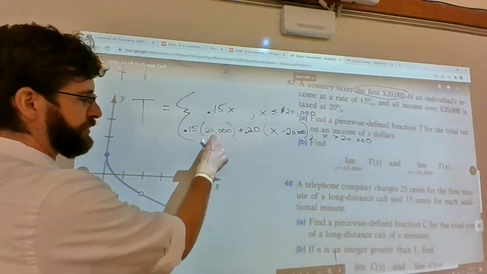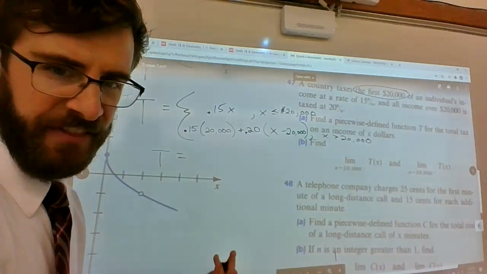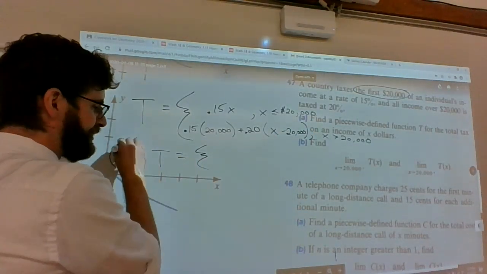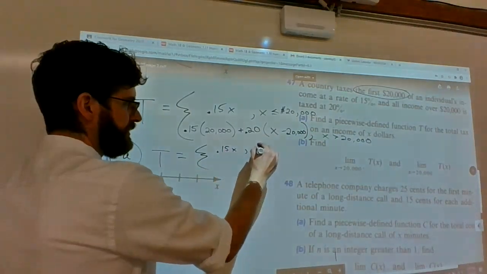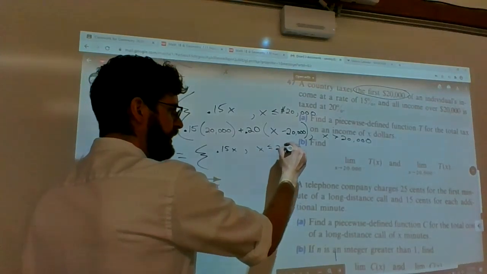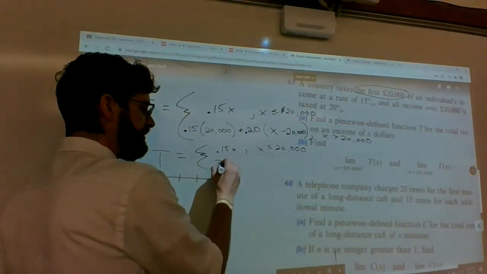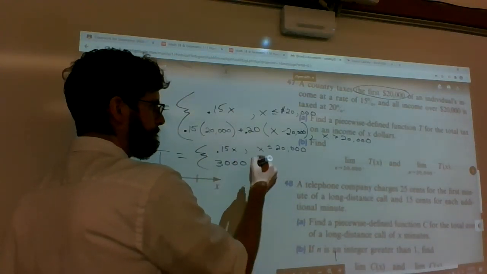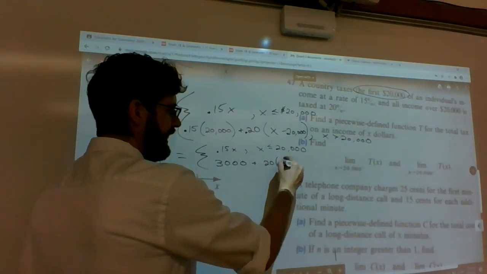Now, 15% of 20,000 is actually just 3,000. So we can clean this piecewise up a little bit. My final answer for part A would be 0.15x if you don't quite make $20,000, and then $3,000 plus 0.20 times (x minus 20,000).